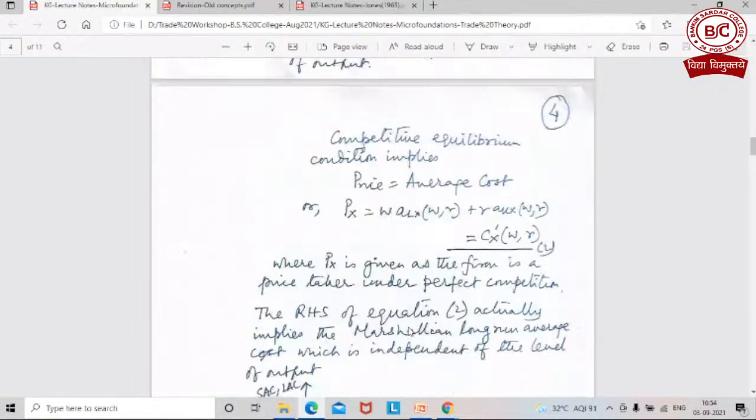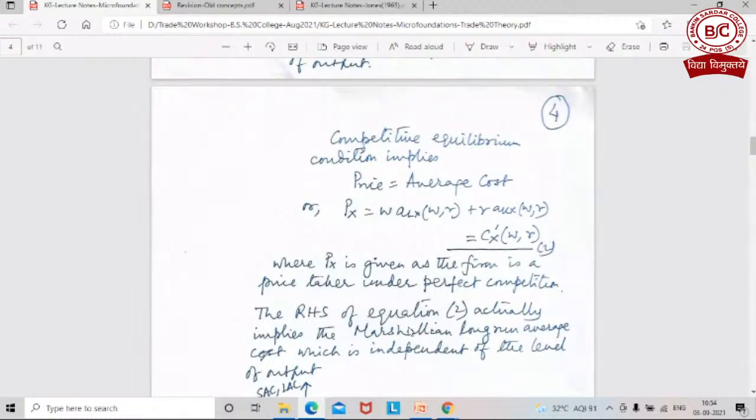Just have a look at this. What is the competitive equilibrium condition? You now know this because it's the Marshallian long run average cost curve must be equal to price. It's not price equal to MC, because price equal to MC, which we find in the short run, is a temporary situation where we can have profit or loss and there can be free entry and exit. Ultimately, everything boils down to zero. So that price is equal to average cost.